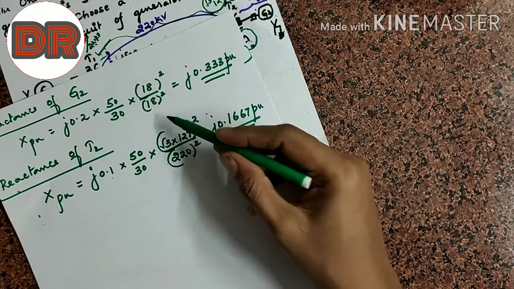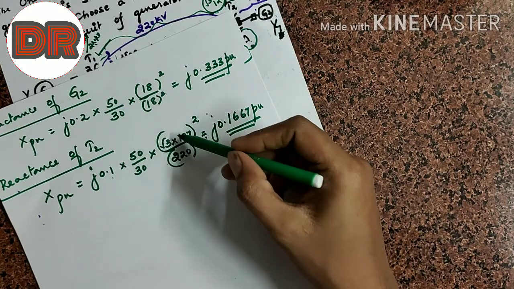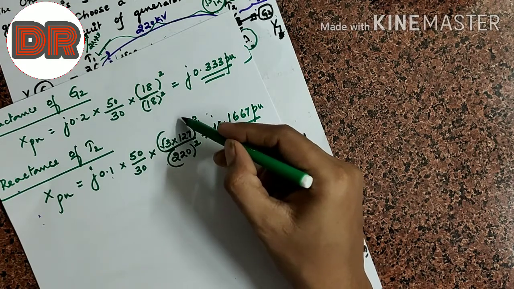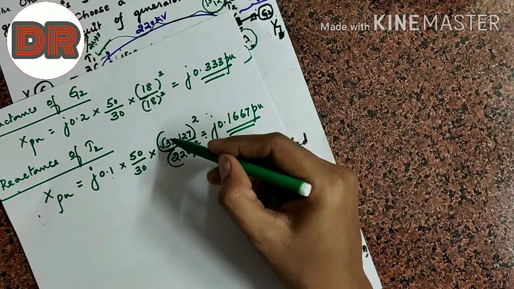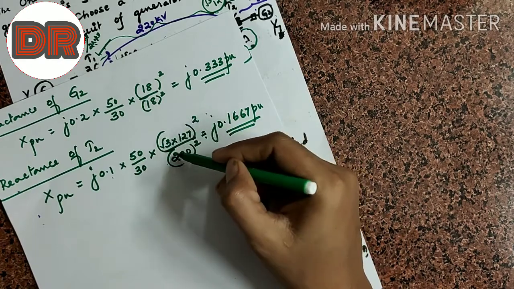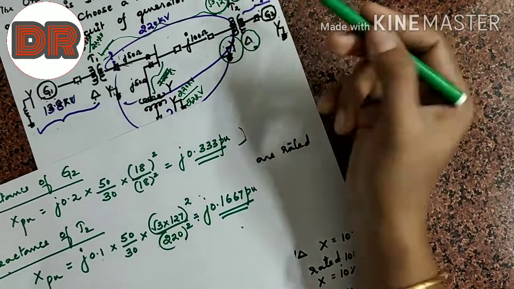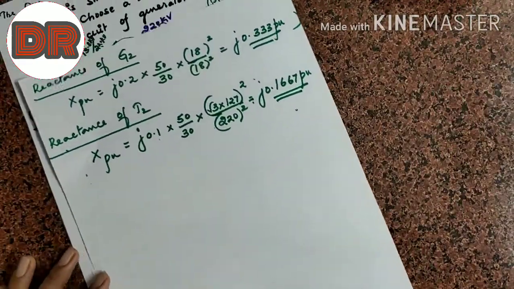And I have taken the high voltage side. If suppose you are taking the low voltage side, then you directly take 18 as the low voltage old kV base. So 18 square divided by 18 square, because the new kV base on this side is 18 only. So you will get the same answer.